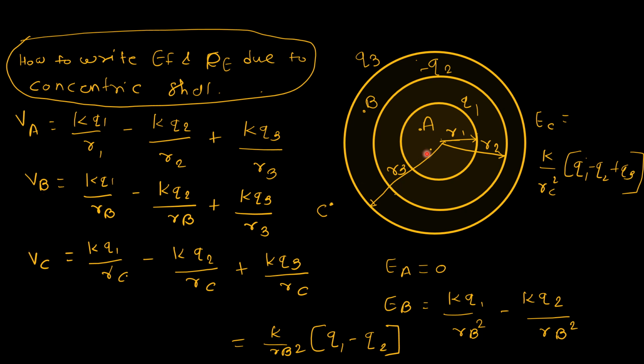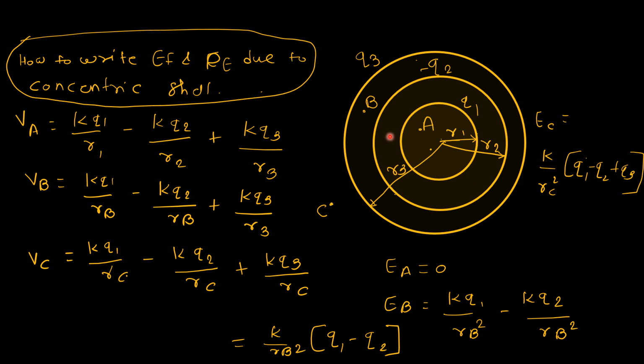Now at point A, the electrical field is 0. It is the inner point of all the spheres. For spheres 3, 2, 1, A is the inner point. So the electrical field at point A is 0. You have to remember this concept. Electrical field at A is 0 because it is the innermost point for all the spheres or concentric shells.